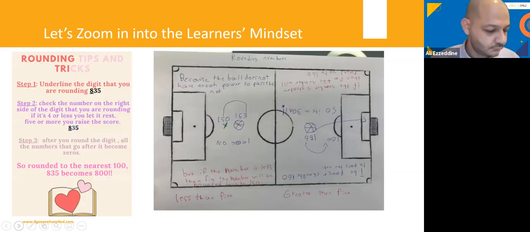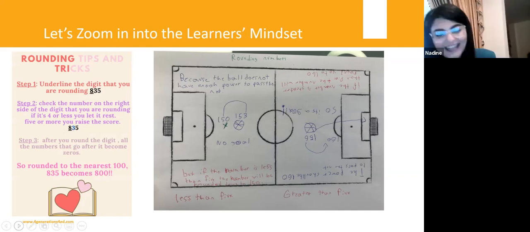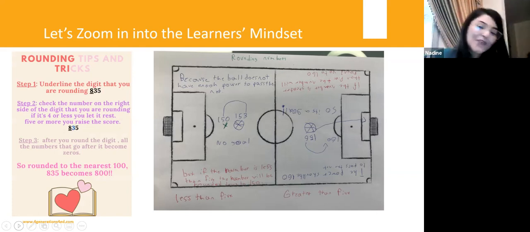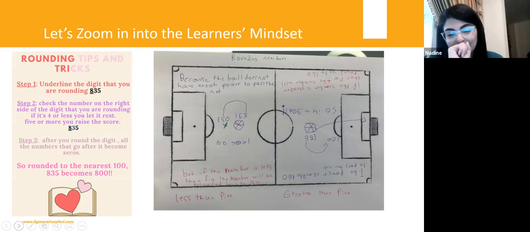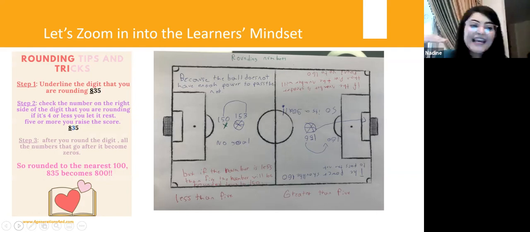Okay. So here is another example. Actually, both are related to a specific concept, rounding, and I put them there on purpose. I would love to share these artifacts with you. In the first one, the learner made their mathematical thinking visible about rounding through creating rounding tips and tricks. And as you notice, she just brainstormed the steps.